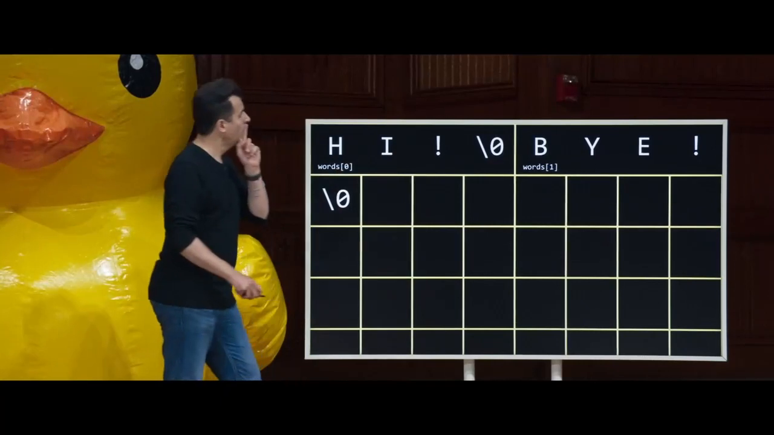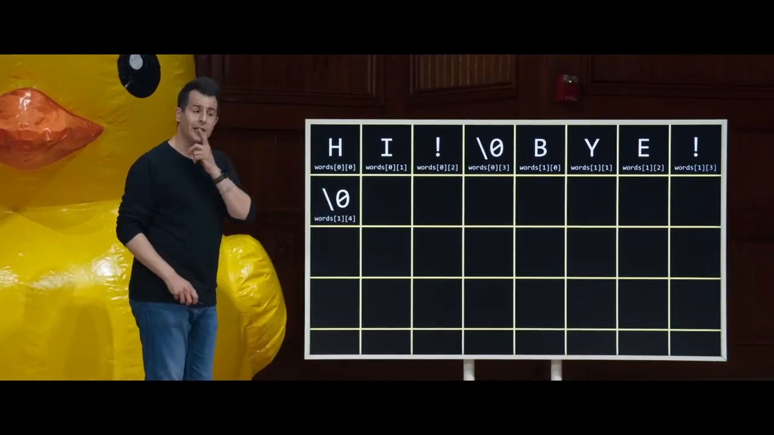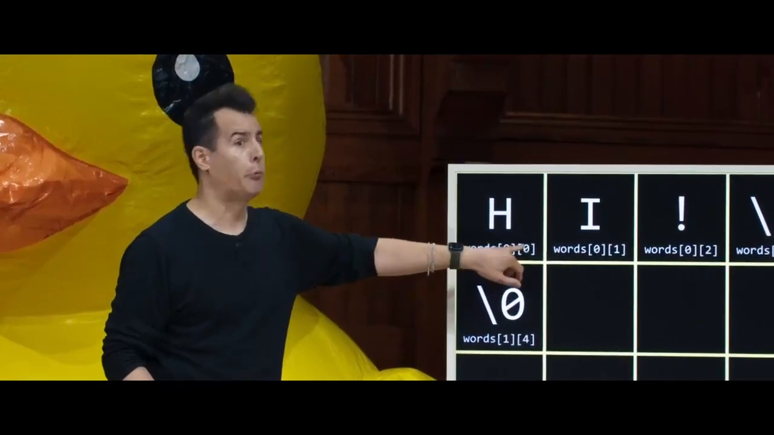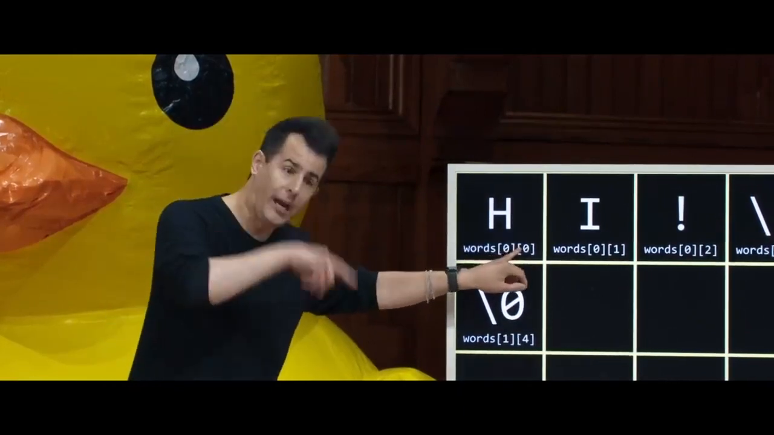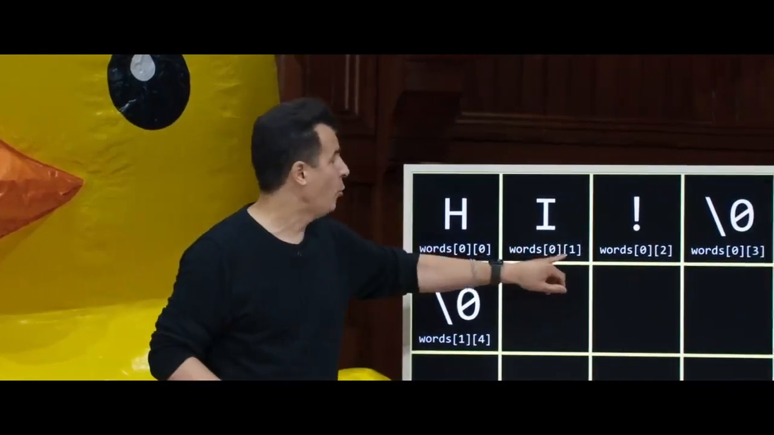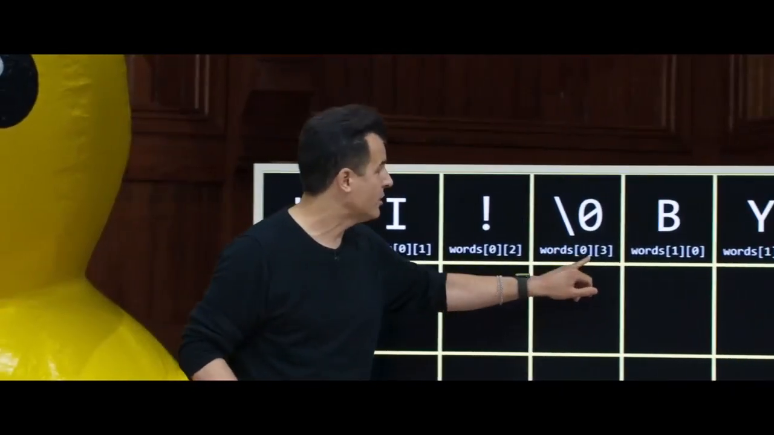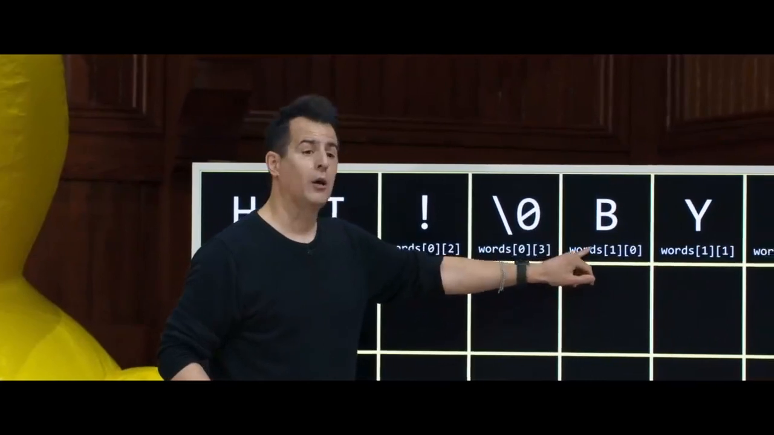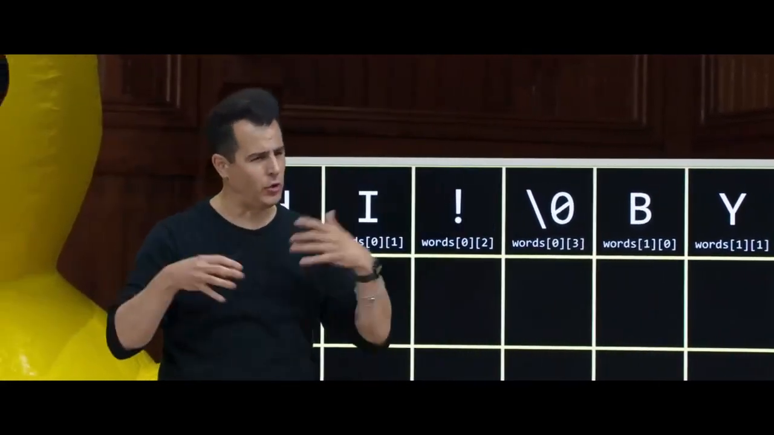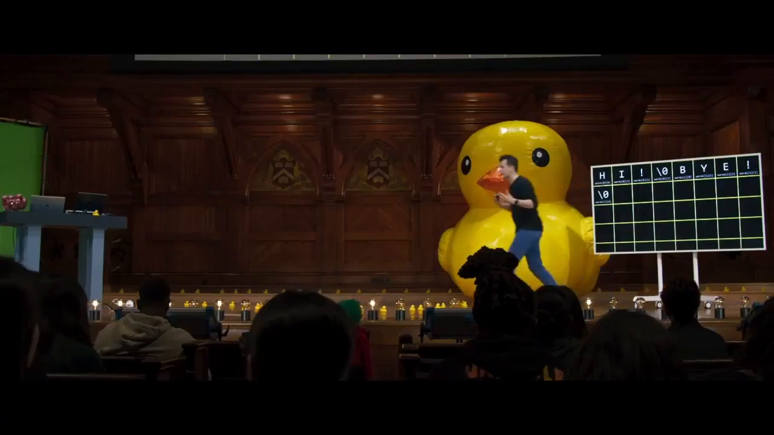And so you can also think of it like this, where this h is words bracket 0 bracket 0. So the 0th character of the 0th word. And this is words bracket 0 1, words bracket 0 2, words bracket 0 3, and then words bracket 1 0. So it's kind of like a 2-dimensional array almost. And you can think about it that way if helpful. But for now, it's just applying the same principles to the code.